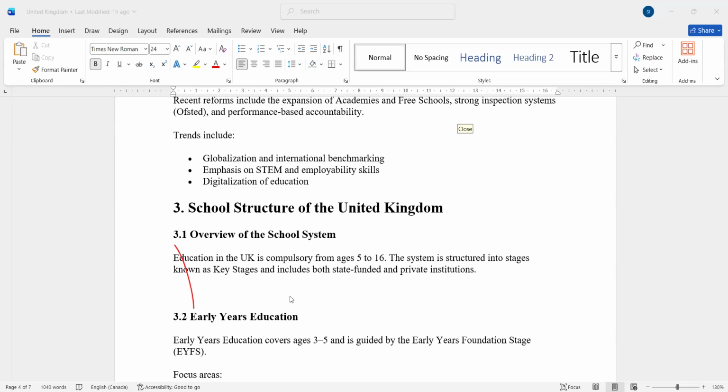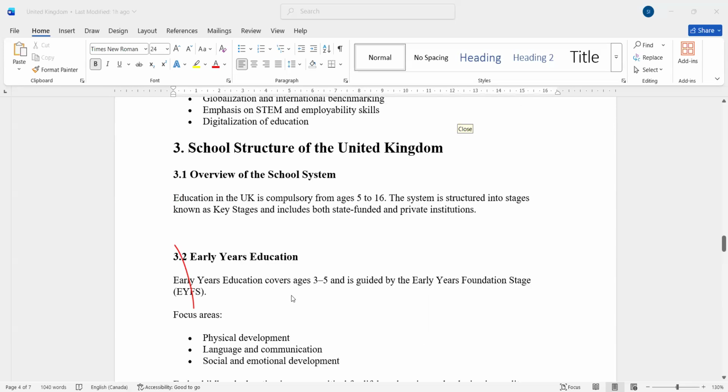Right? State-funded government schools are also there, private schools also there, but private schools are very expensive. Most countries have private schools, and they are very expensive. Maybe they are giving good education, but affordability is an issue. Everyone can't enter a private school.